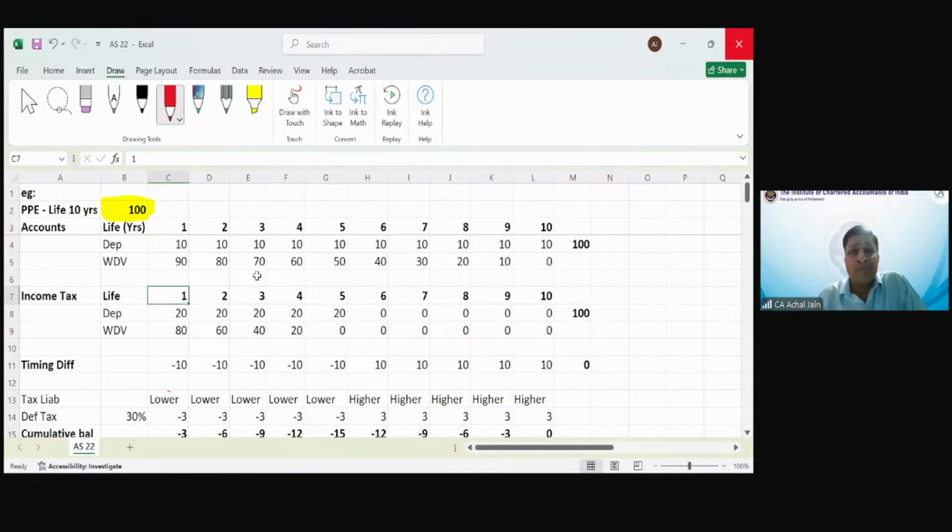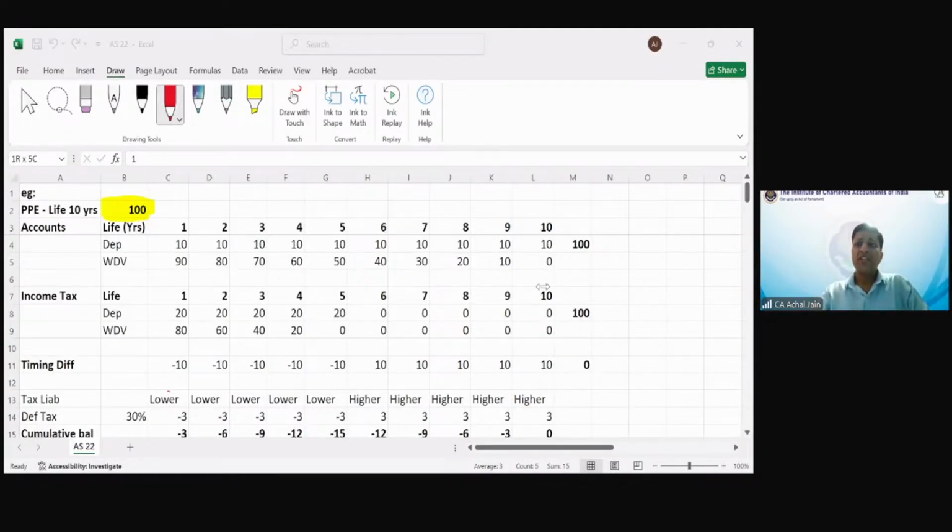Now, in this case, just to keep it simple, so don't think, sir, how did you get this, I am assuming that the life as per income tax is 5 years. In such a case, what is going to be the amount of depreciation as per income tax? Over to you quickly.